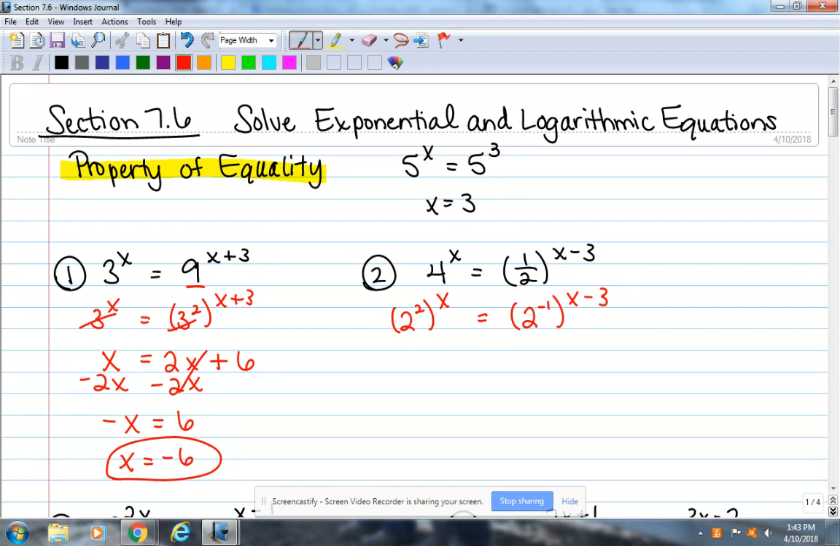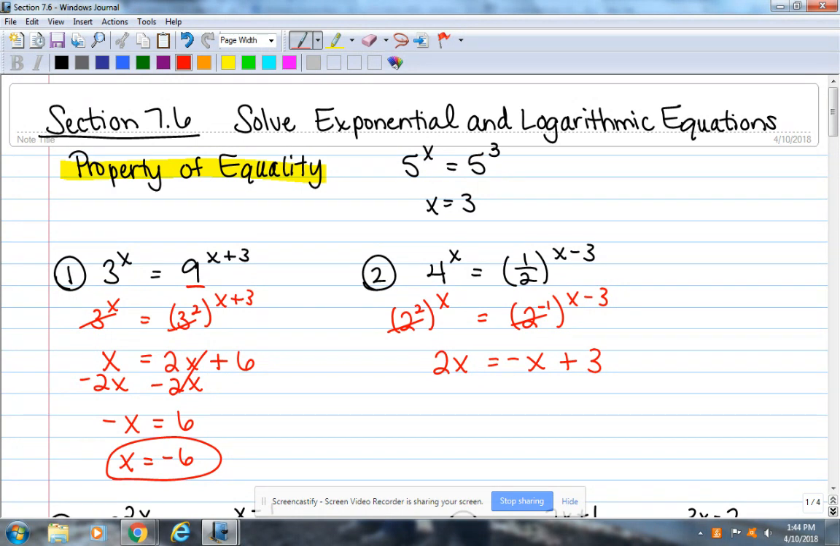So now they both have a 2. So the bases cancel. And then you just multiply your exponents. What's 2 times x? 2x. So 2x on the left. And on the right-hand side, you have to distribute. So negative 1 times x, we change the signs and get negative x. Negative 1 times negative 3, we change the sign and we get a positive 3. Y'all get that? When you get the same bases, cancel them out, put the exponents equal to each other. But you've got to distribute if you have to multiply.